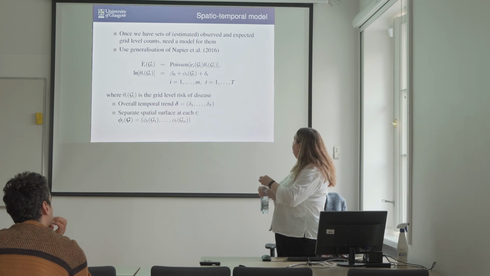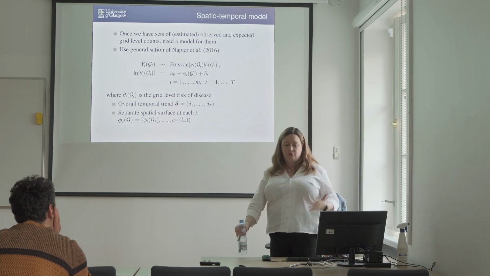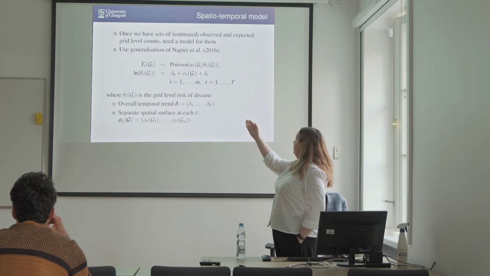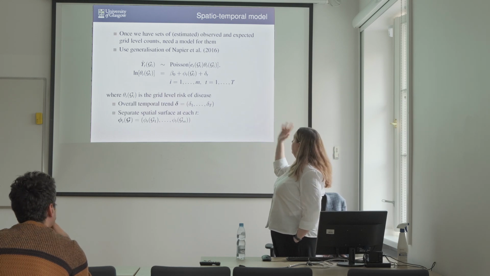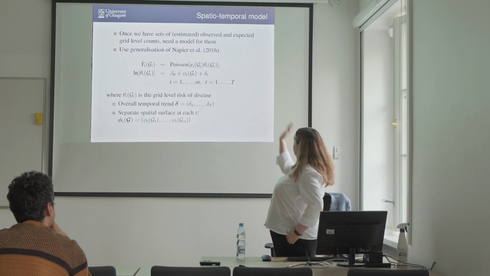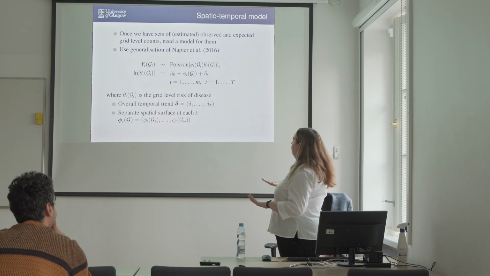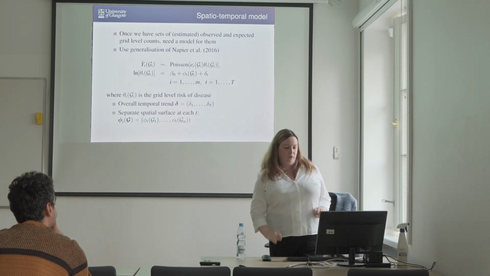So we have the observed and expected counts finally, not just on the grid squares. We then want a model for our observed counts given what the expected counts were and the risk of the disease. So we want to estimate that risk of disease. That's what we want to be able to map, to see where the risks are higher and risks are lower.